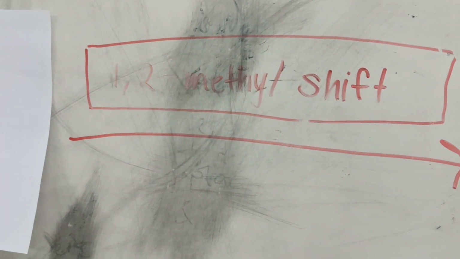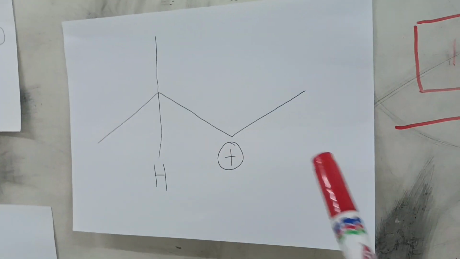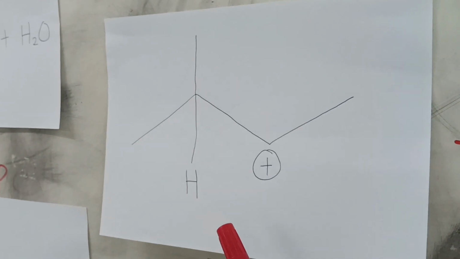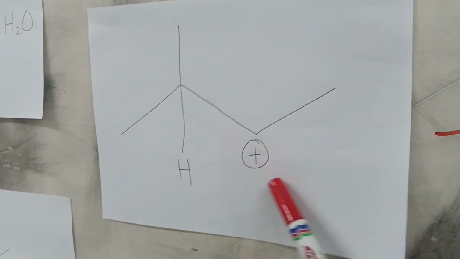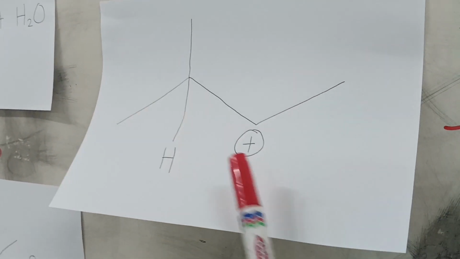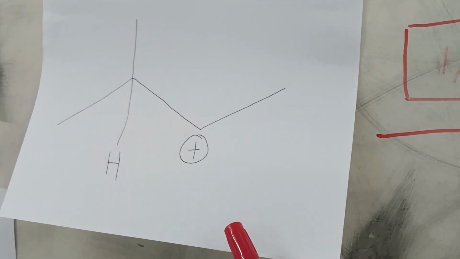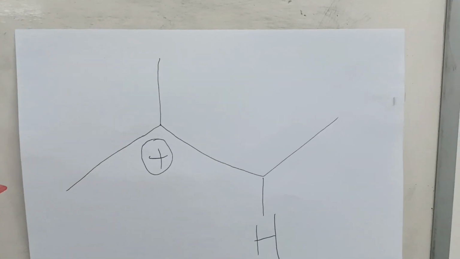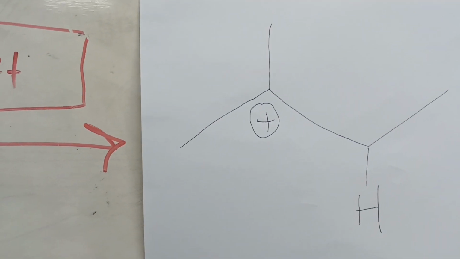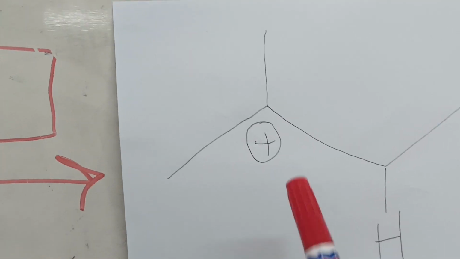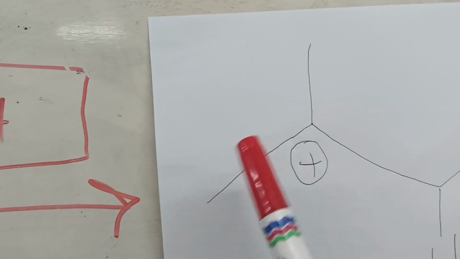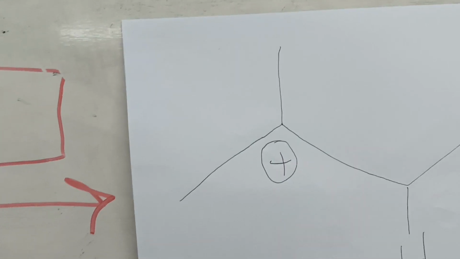I hope you can see that this board is ugly. This H atom and the charge over here will switch places simultaneously to form this, which is a more stable carbocation, because now you see the positive charge is at the tertiary carbon.